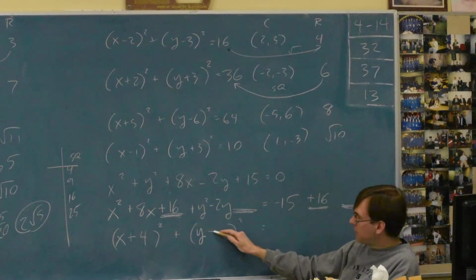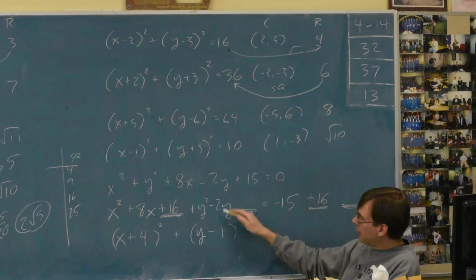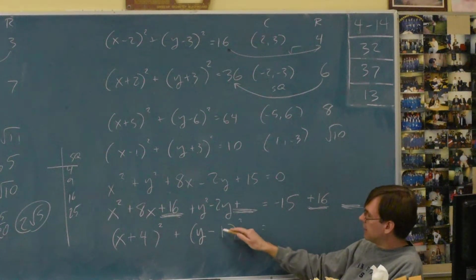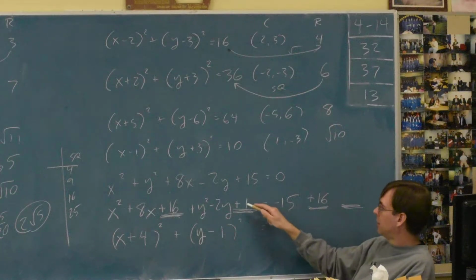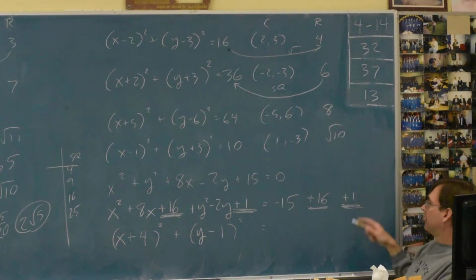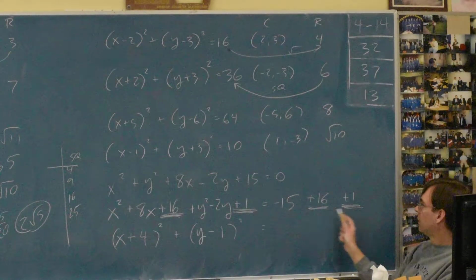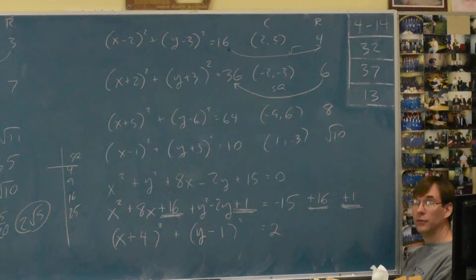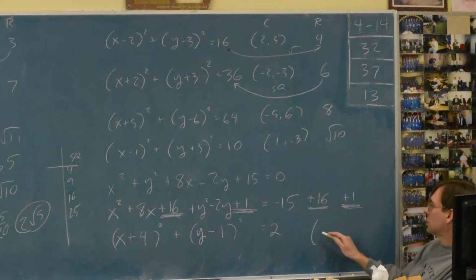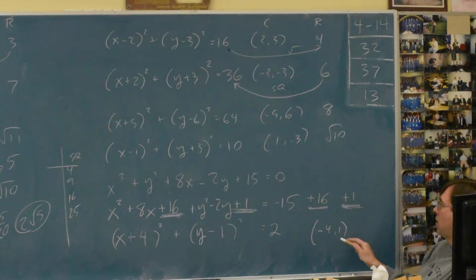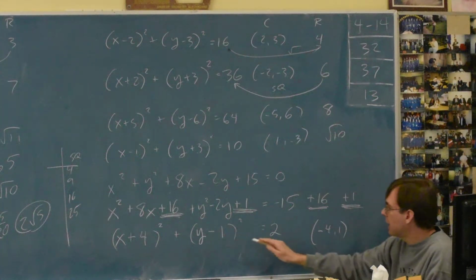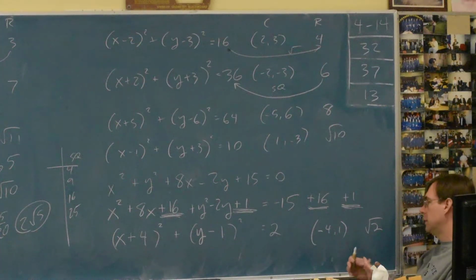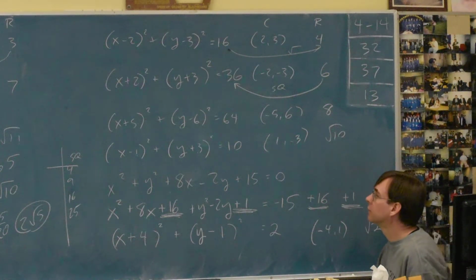For my y's, minus to keep, 1 to cut in half, plus always. This times itself is a 1. To pay for adding 1, I'm going to add another 1. Tally that all up, and that'll tally up to 2. And now we're good. So our center would be a -4, +1 from changing these signs. The radius, we would try to do the square root of 2, and that's just the square root of 2.